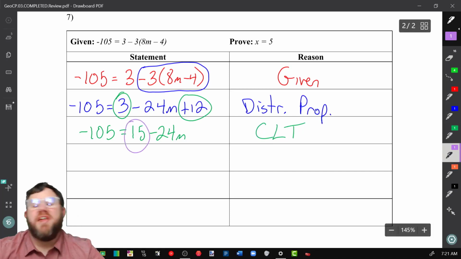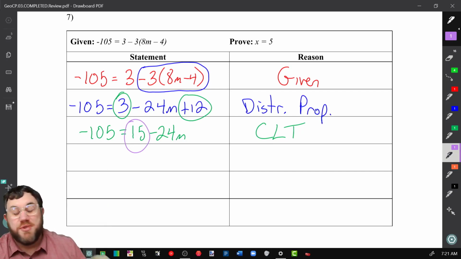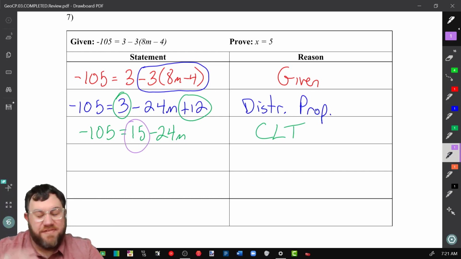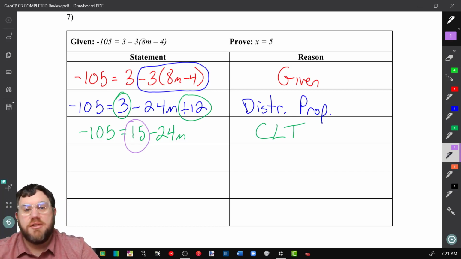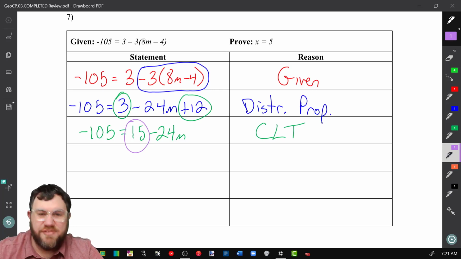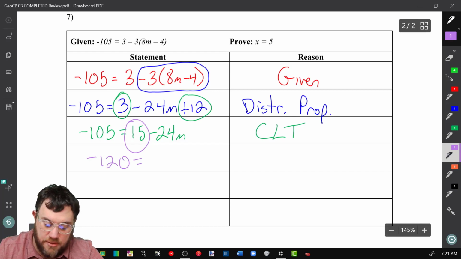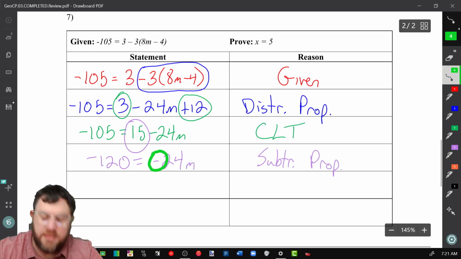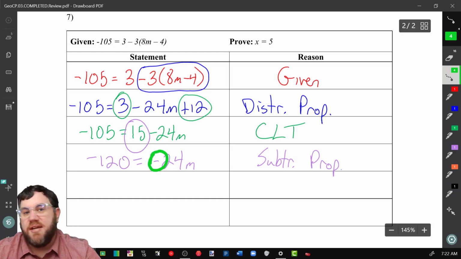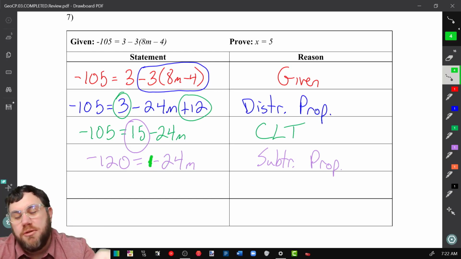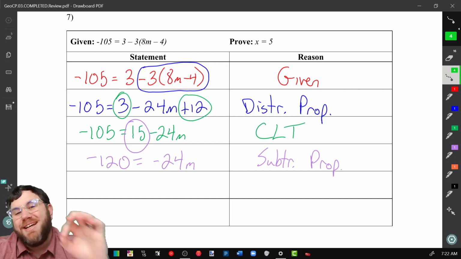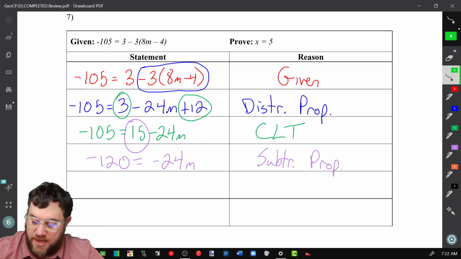The next thing we need to do is move that 15 to the other side so that all of our numbers that have an m are on one side and all of the numbers that don't have an m are on the other. So whether that 15 is at the beginning or the end, it's still a plus 15. So we will subtract to get rid of it. Negative 105 minus 15 is negative 120. And then we still have that negative 24m and we subtracted. So that's the subtraction property. Now, as a note, this negative sign right here, it was a minus sign, becomes a negative because now there's not a number in front of it. Don't lose the sign. Okay? Most mistakes in problems like these are when you aren't being careful and you don't bring the negative sign down properly.